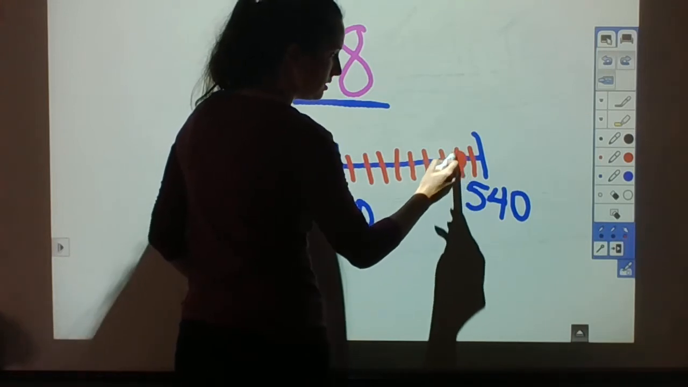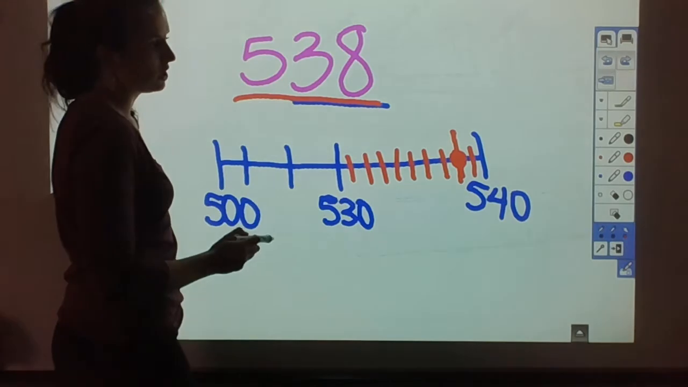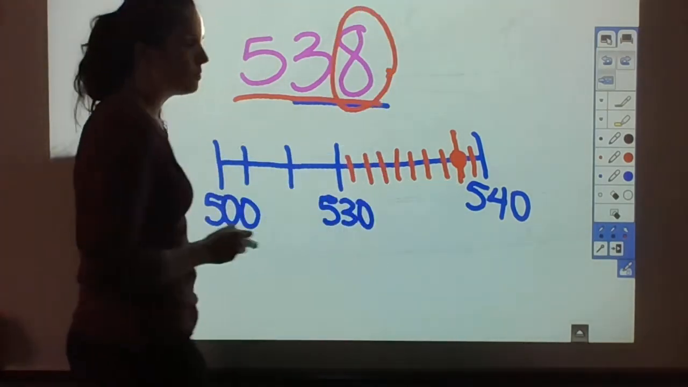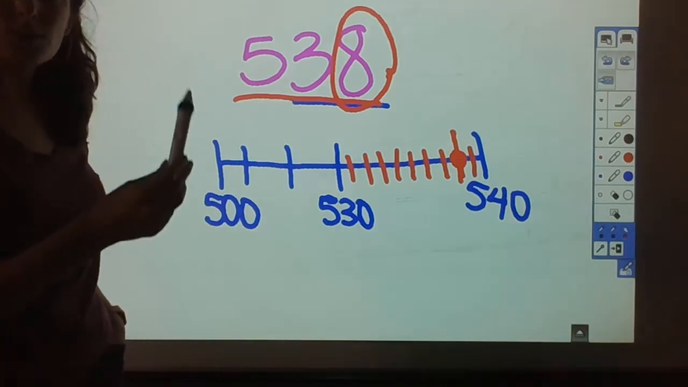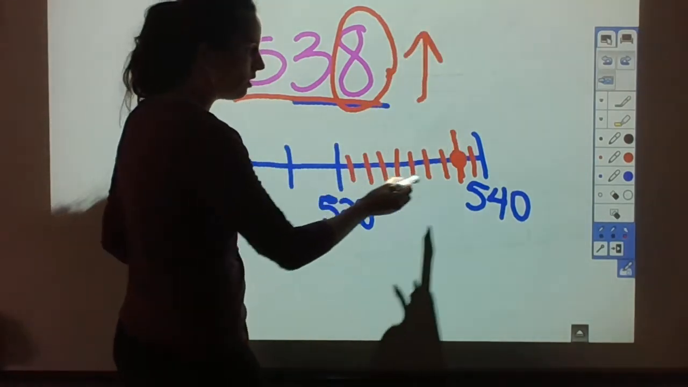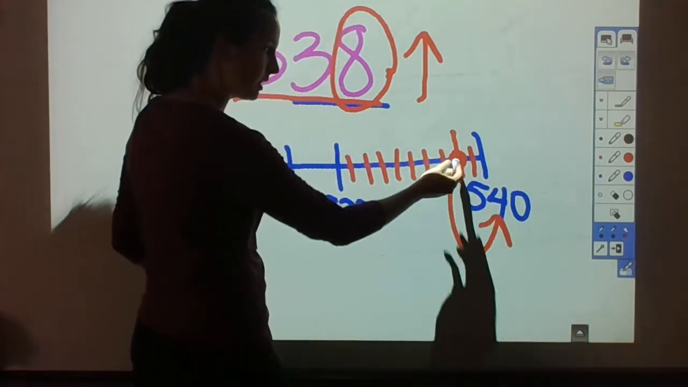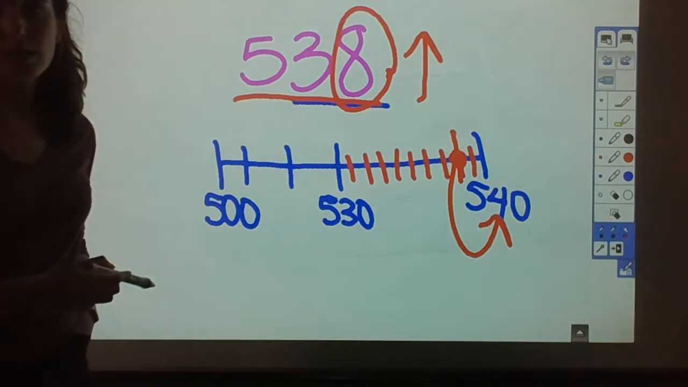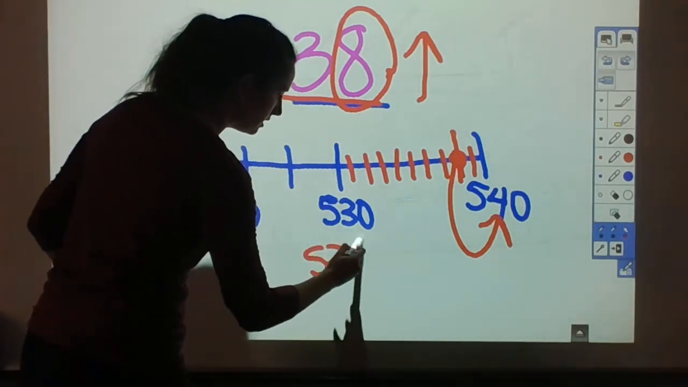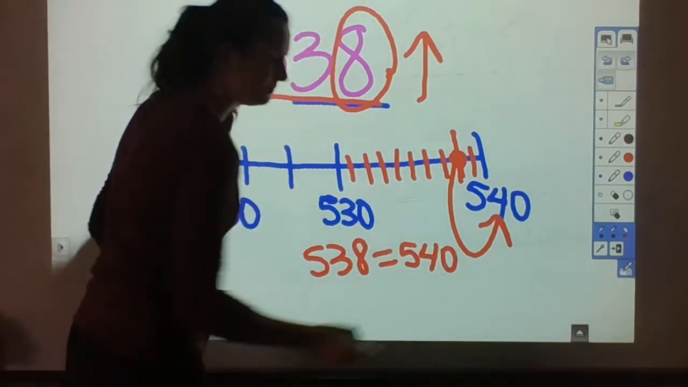Okay, so here is where my number 538 lands on my number line. Like I said, I have an 8 in my ones place. That tells me I'm going to round up. Okay, 8, we always round up. So 538 is definitely closer to 540 than it is to 530. So if I was rounding to the nearest 10, 538 would round up to 540.